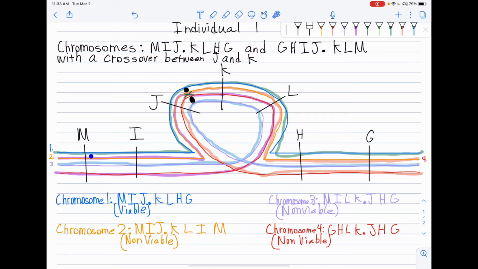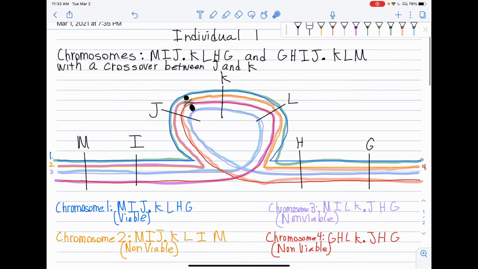Chromosome 1 is what we just traced, and it's going to be viable. The way that we can figure out if it's going to be viable or not is that it should match one of the parental chromosomes at the end. Chromosome 2 follows its track and crosses over right here at J and K, and it doesn't have viability because it doesn't match one of the parents.